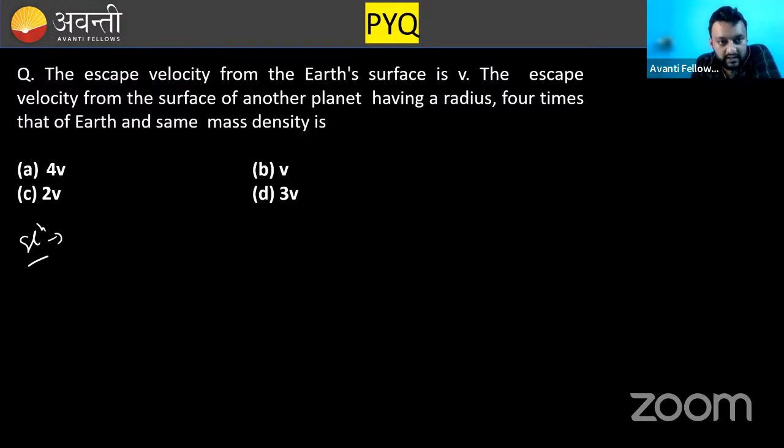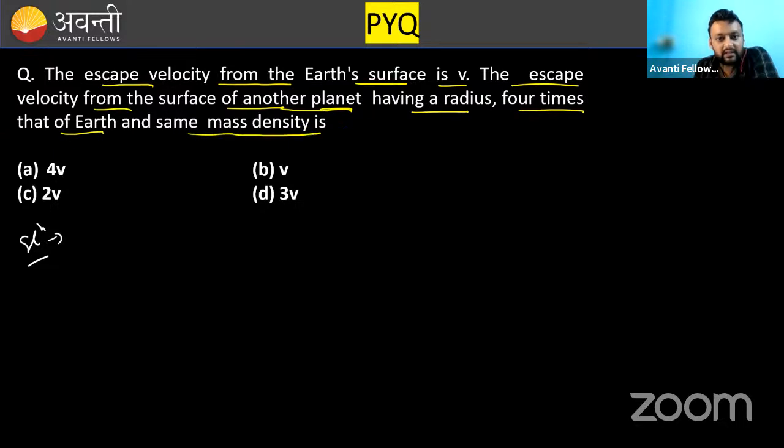Now the question says the escape velocity from the Earth's surface is v. Clear? The escape velocity from the surface of another planet, listen, they are talking about some other planet having a radius 4 times that of Earth and the same mass density. That's a very good question.